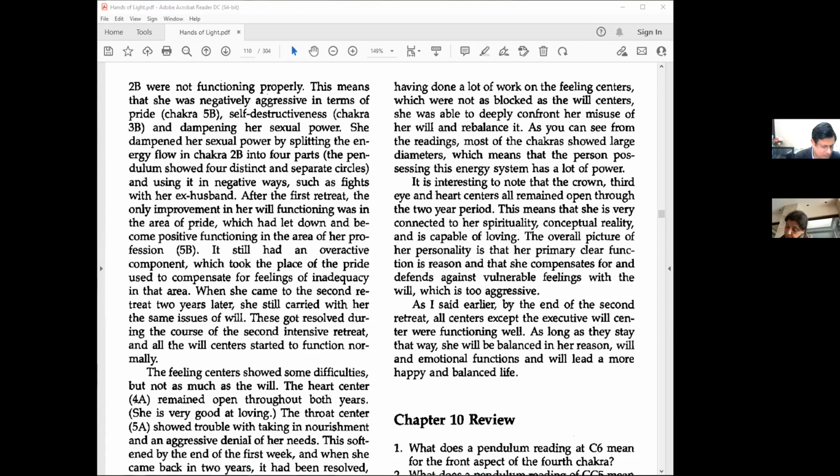It still had an overactive component, which took the place of the pride used to compensate for feelings of inadequacy in that area. When she came to the second retreat 2 years later, she still carried with her the same issues of will. These got resolved during the course of the second intensive retreat, and all the will centers started to function normally. So go back to the chart.